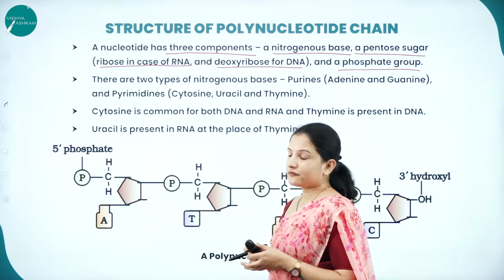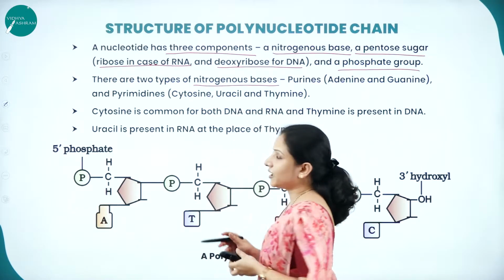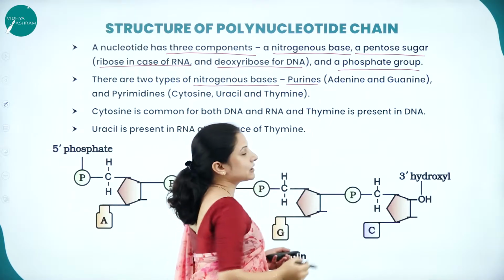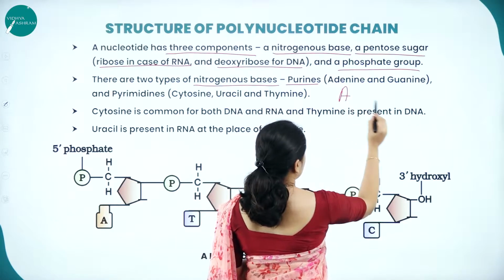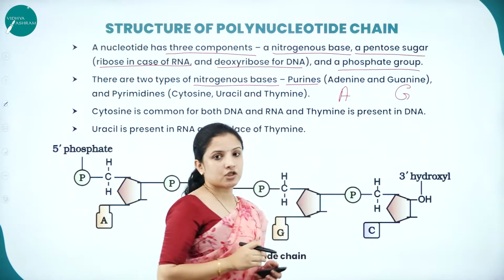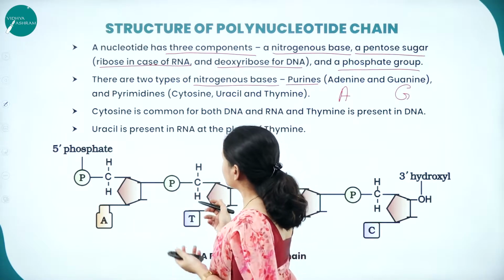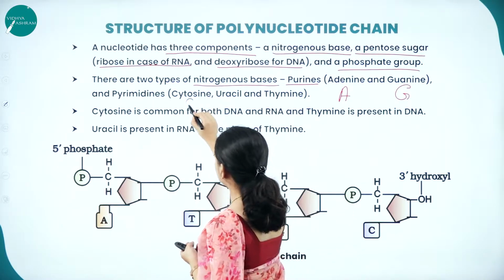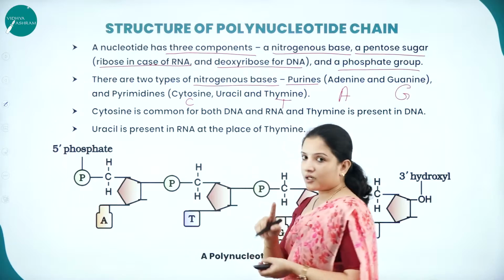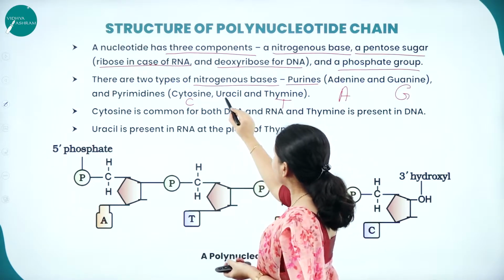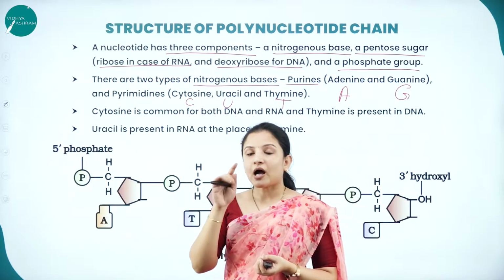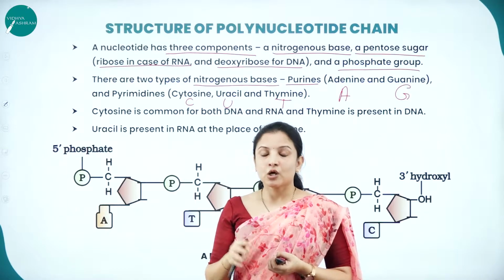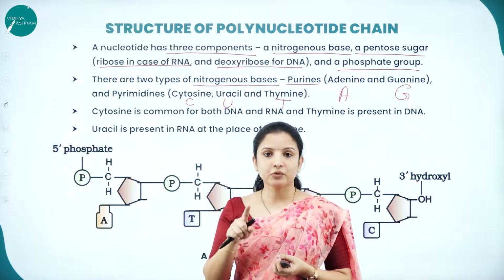There are two types of nitrogenous bases present in DNA, that is, they are divided as purines and pyrimidines. Purines are adenine, that is A, and guanine, that is G. Pyrimidines are also two. If it is DNA, it is made up of cytosine and thymine, but if it is RNA, it is made up of uracil. Always remember, RNA will not have thymine. Thymine will be replaced by uracil, whereas DNA will not have uracil, it will have thymine.